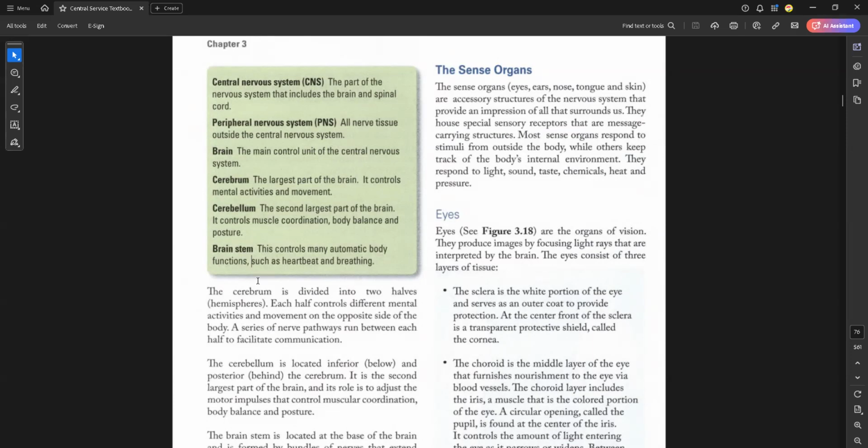So basically, what we are interested in, as a matter of fact, let me tell you guys, in the board exam itself, they're not going to ask you, what is the sclera? What is the choroid? No. They're not interested in that. They may ask you about surgical procedures that are associated with the sense organs.